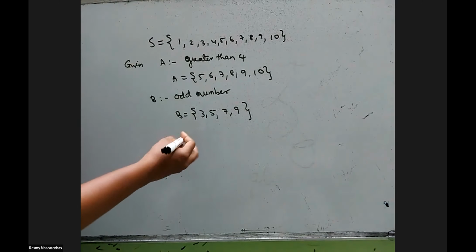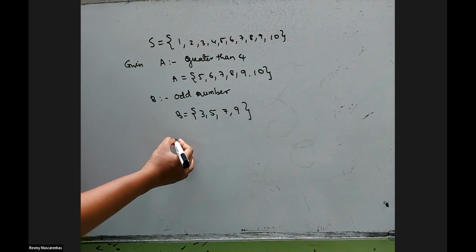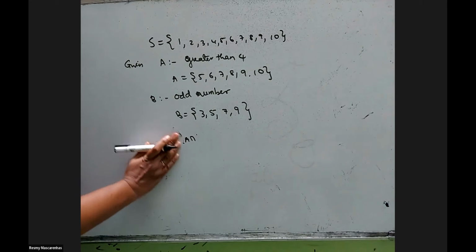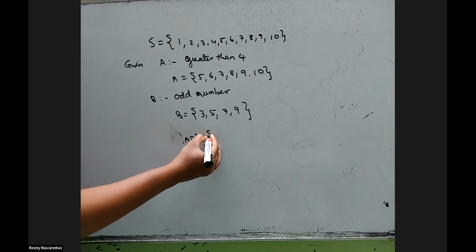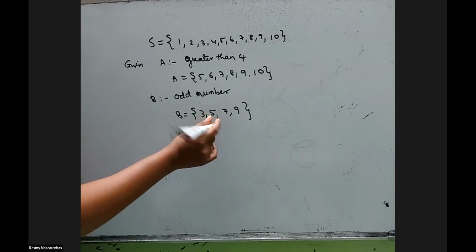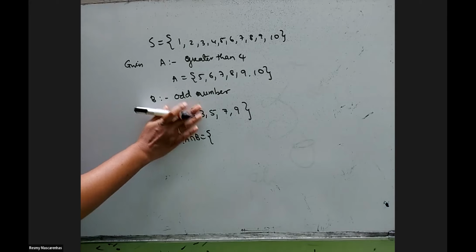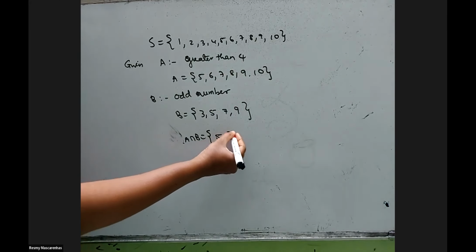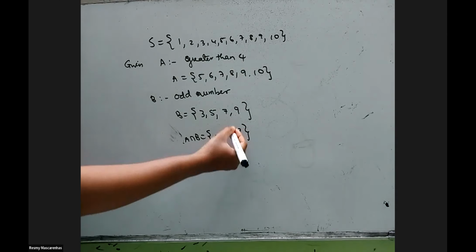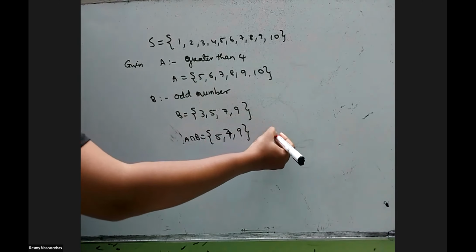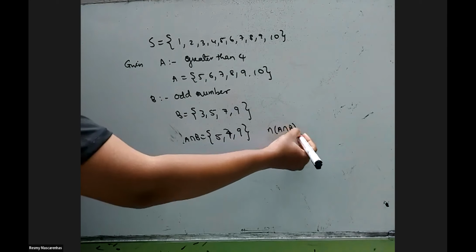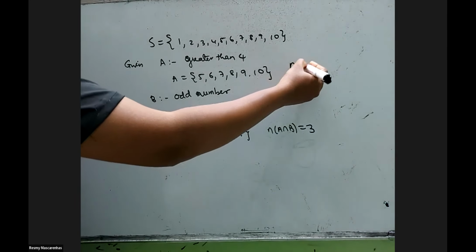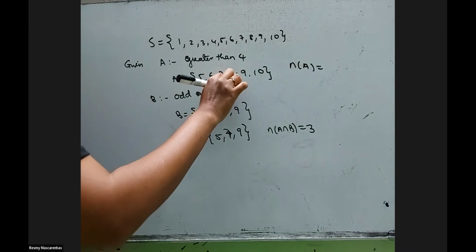Now I know that it's a conditional probability. So first I'm finding n of A intersection B. What is A intersection B? The common numbers. So even if you don't write 3, it's fine, because finally you have to write only the common numbers. So 5, 7, and 9. Number of elements in A intersection B is 1, 2, and 3. Number of elements in A is 1, 2, 3, 4, 5, 6.